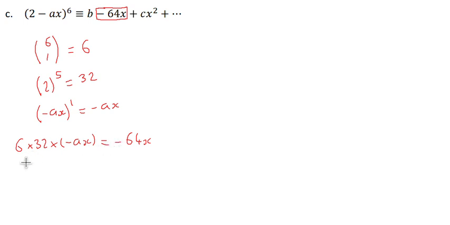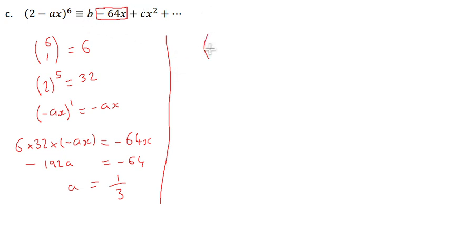That gives us that minus 192a is equal to minus 64. And a is equal to 64 over 192, which is 1/3. So a is equal to 1/3. Now we know a, we can work out the other constants b and c.